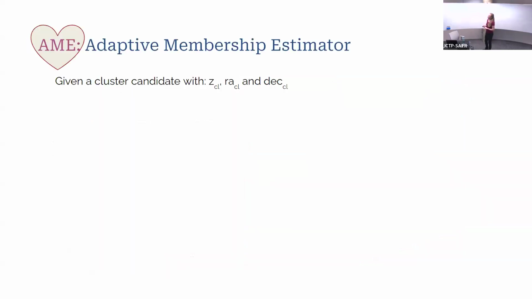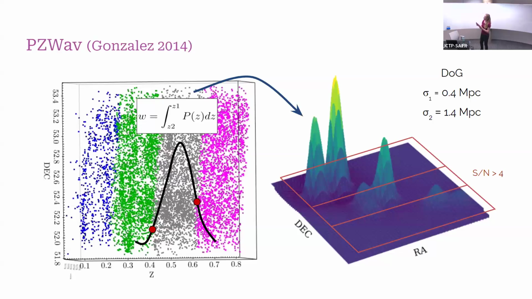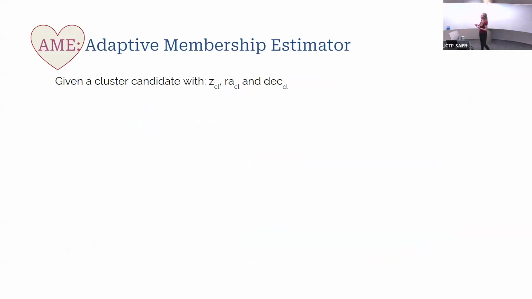Okay, but the problem is that when we are doing this step of going from the galaxies to the density maps, we lose the information about the galaxies. We just don't know anymore which galaxy belongs to that cluster or not. So I developed this membership estimator that we call UMIC, and it uses the same methodology of PZ-Wave of calculating these probabilities using the PDFs. Here I'm going to show a little bit of details of how it works.